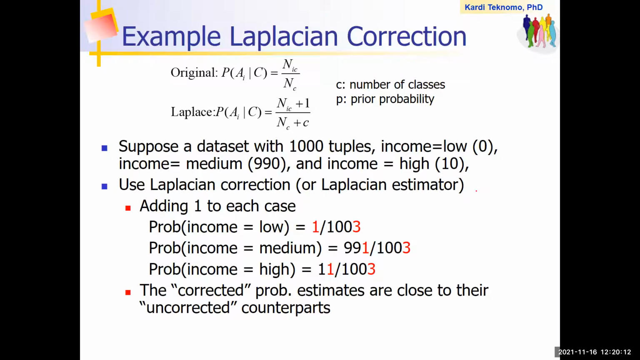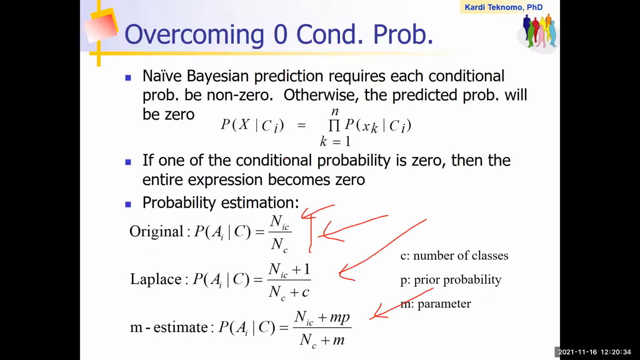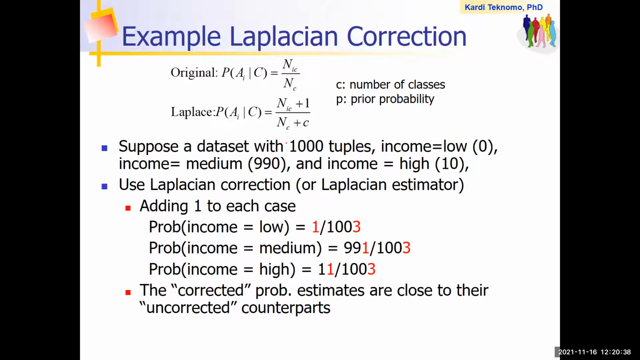So this is an example. Suppose you have a data set with 1,000 tuples, and income equal low is zero, income equal medium is 990, income equal high is 10, for example. We want to use the Laplacian correction, which is this one, so we add one for each case. In that case, income low is 1 divided by 1,003. Why 1,003? Because you have three classes: low, medium, high. So income for medium now becomes 991 divided by 1,003, and income for high now becomes 11 divided by 1,003. This is the corrected version of the probability, which is still close to the uncorrected one, but now we don't have zero.